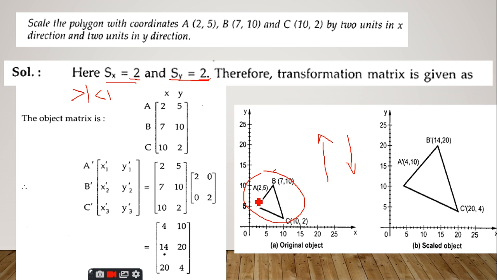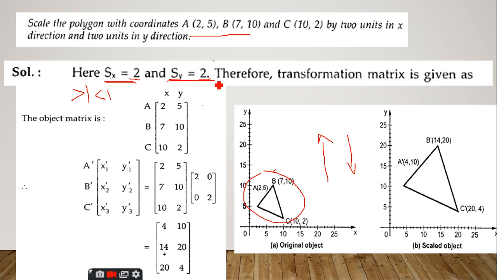Whatever values are given, when they are less than 1, the size of the object is reduced. Okay, so that is when greater than and when less than. If the sx and sy values are 1, then what happens?